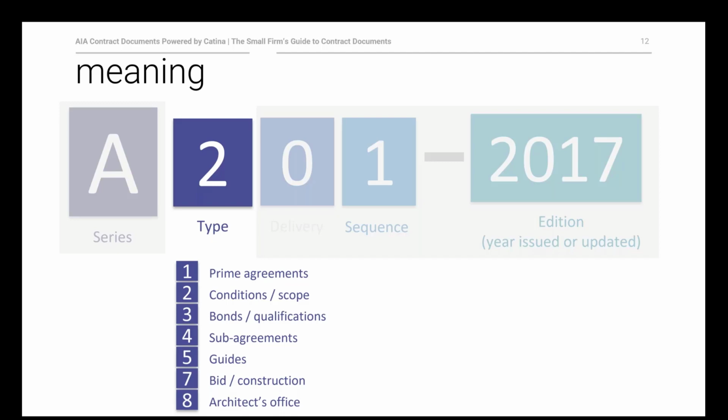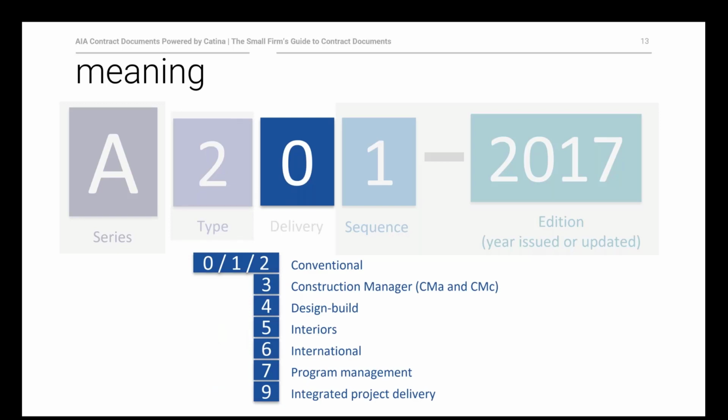Documents that start with the 7, for example, many of you are familiar with the G702, G703. They're construction-related forms and bid documents, and so forth. So the next in the series helps you to determine which of the families or delivery models the document belongs in. Again, 1 and 2 represent the conventional.